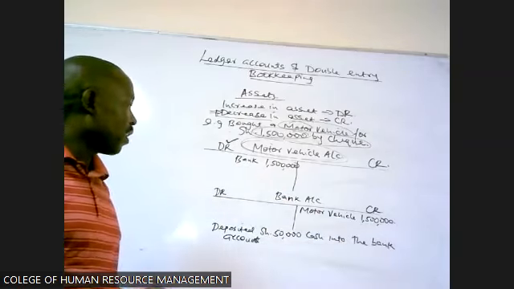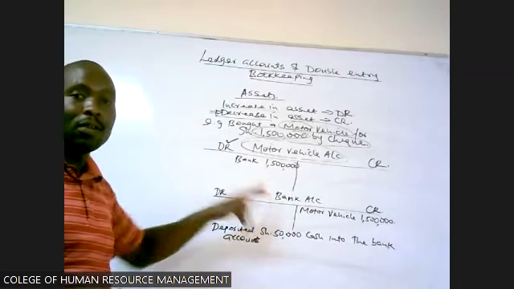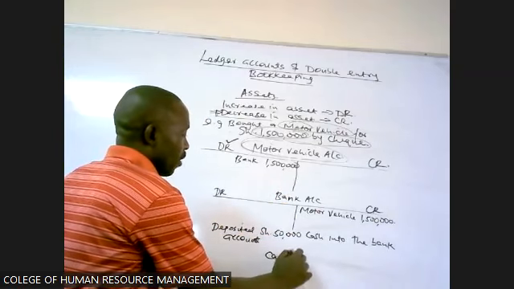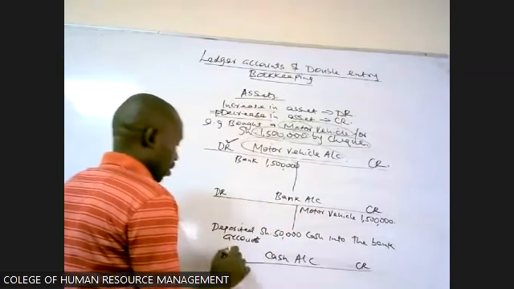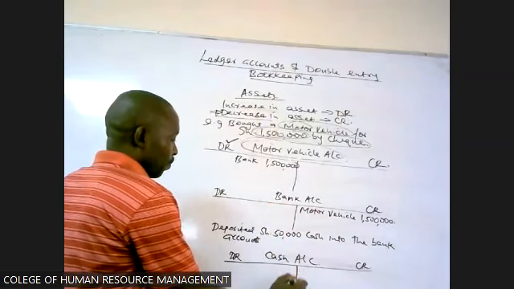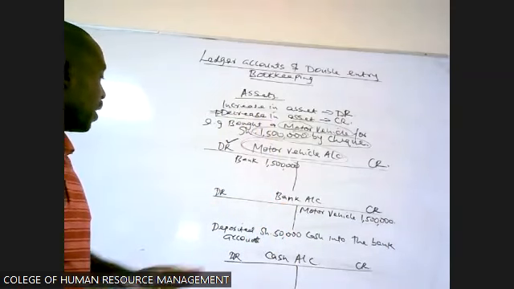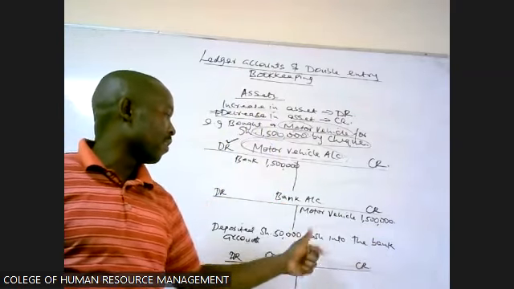The bank is already here. There is no need for me to open another bank account because I already have a bank account here. What I'll come and do is to open the cash account because I don't have one. And how am I going to record it? So, deposited 50,000 cash into the bank. So the bank is receiving this money.